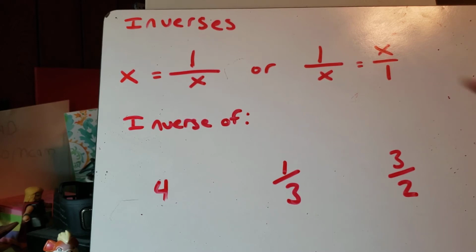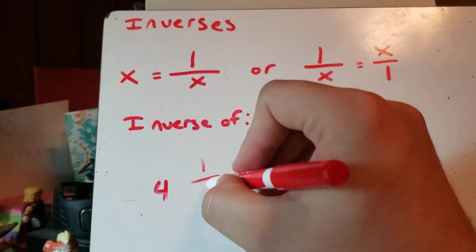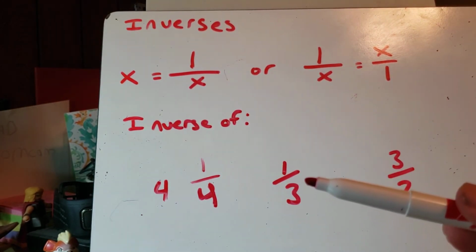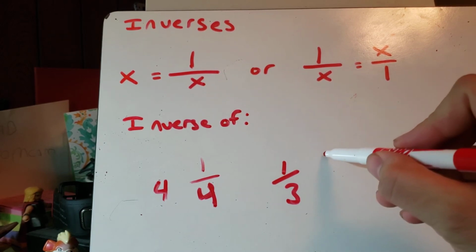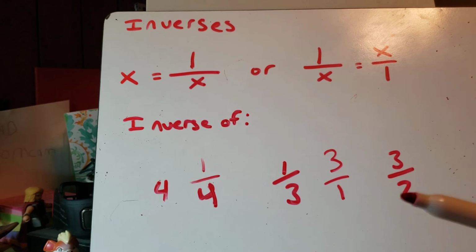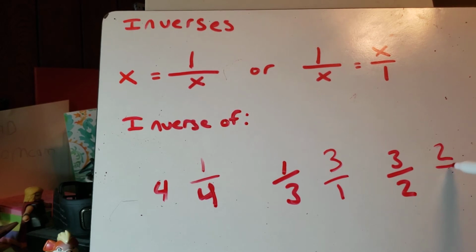For 4, if we follow our formula up here, the inverse of 4 would be 1/4, because it'd be 1 over 4. For 1/3, we would flip it over, and so the inverse of 1/3 would be 3 over 1, or 3. And then finally, for 3/2, the inverse of that, you're just going to flip the numbers, so you're going to get 2/3 for that one. And that's all an inverse is, or a reciprocal. A reciprocal is another word for that.